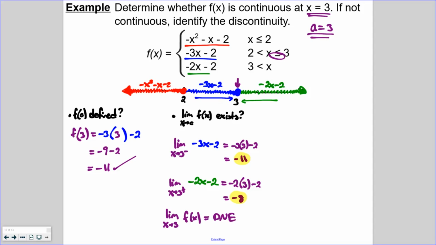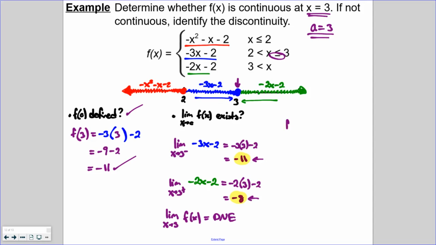Now we just need to identify what type of discontinuity it is. Well, if we look back at our first condition, we can see that our function is defined, so therefore it can't be an infinite discontinuity. So the two other options are removable and jump. And as we can see, the limit from the left does not equal the limit from the right. That tells us that there is a jump discontinuity here.